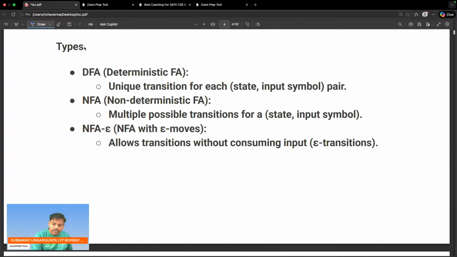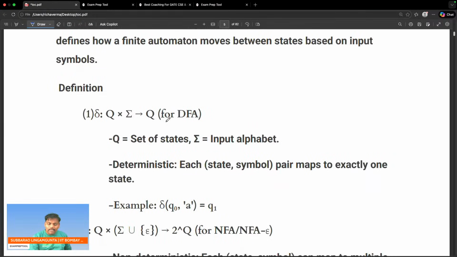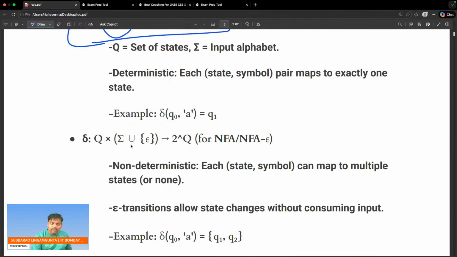Next one. The types of finite automata without output are DFA, NFA, and epsilon NFA. If you see the transition function, you will get clarity. The DFA transition function is Q cross sigma to Q. If you see the NFA transition function, it is Q cross sigma to 2 power Q, that is the difference. But in the epsilon NFA, epsilon is also allowed.